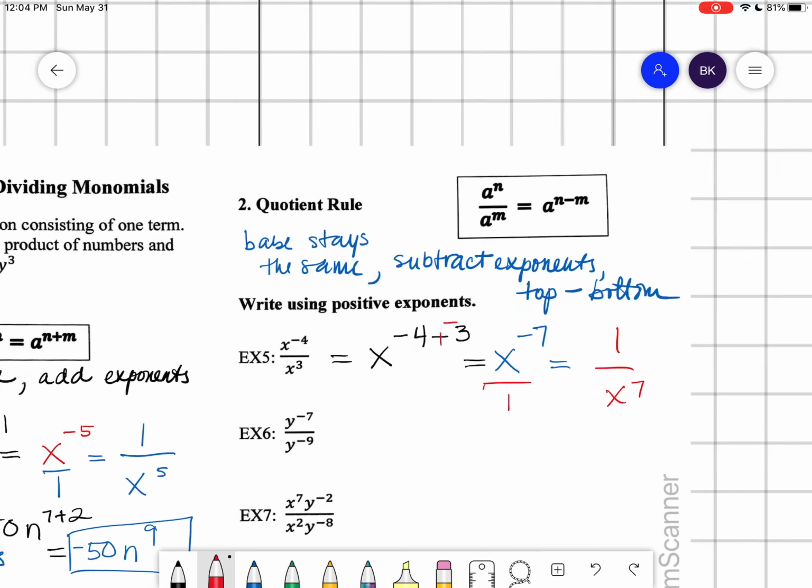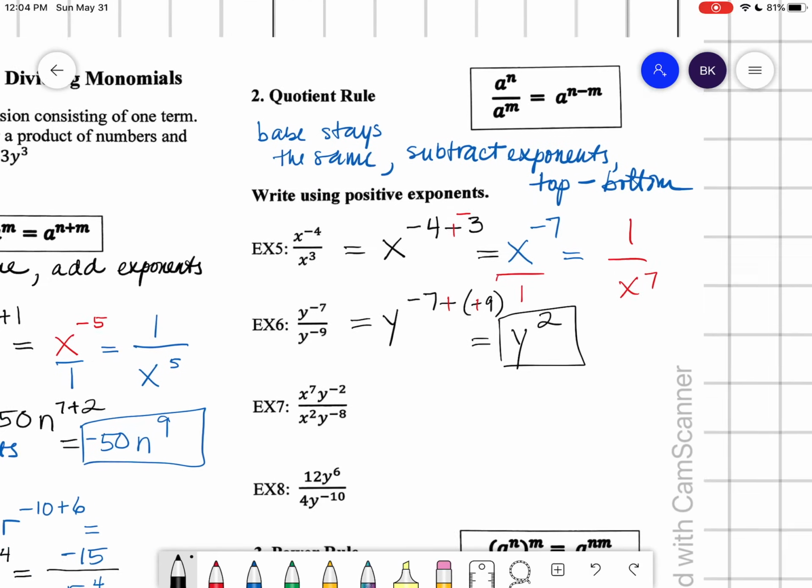Example number 6. Please be careful in this one. Base stays the same. Negative 7 top minus the bottom. Notice negative 7 minus, and then the bottom is negative 9. And then we have to do keep, change, change, right? So this is going to be y, base stays, raised to the 2nd power, and that's positive. So that would be my final answer.